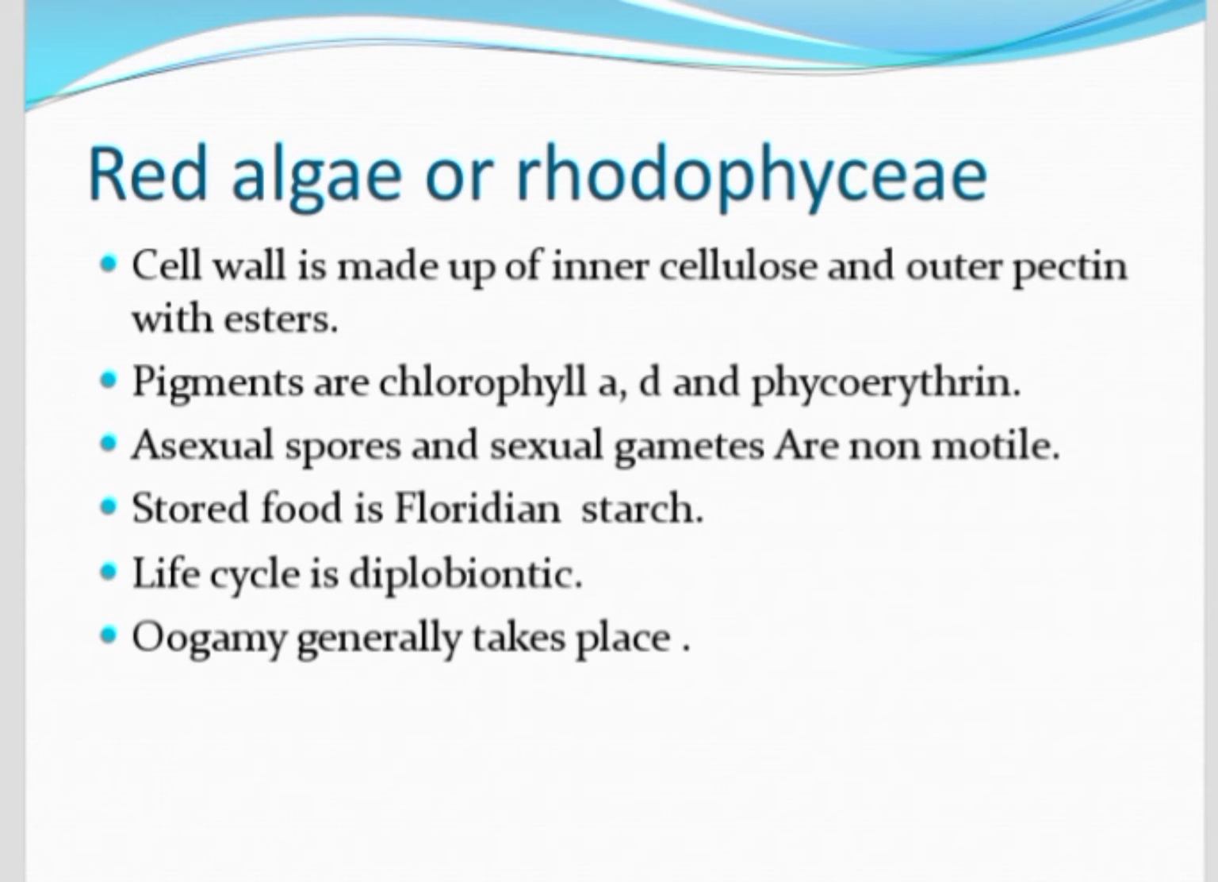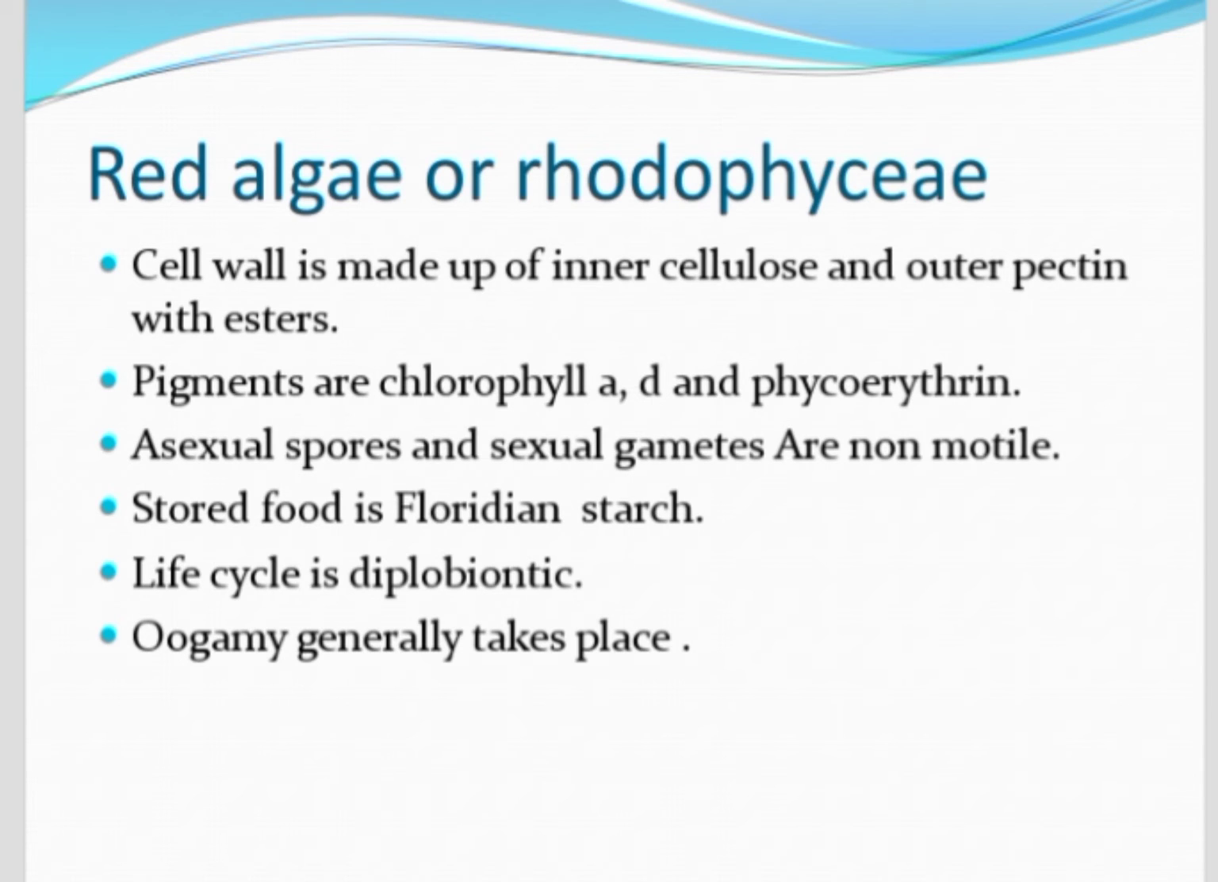Next, red algae or Rhodophyceae. The cell wall is made up of inner cellulose and outer pectin with esters. Pigments are chlorophyll A, D and phycoerythrin. Asexual spores and sexual gametes are non-motile. Stored food is in the form of floridean starch. The life cycle is diplobiontic. Oogamy generally takes place. These are the general characters of the red algae.